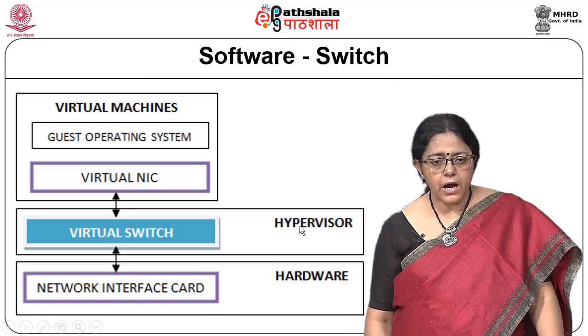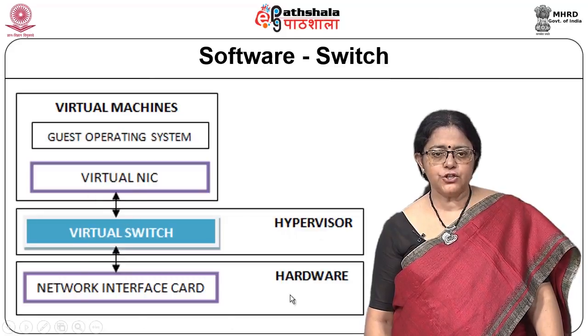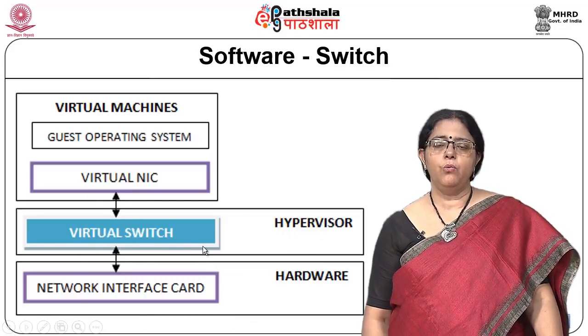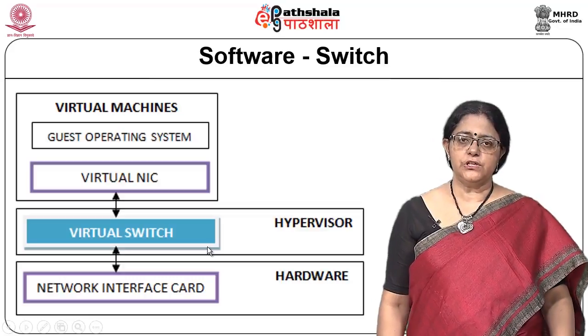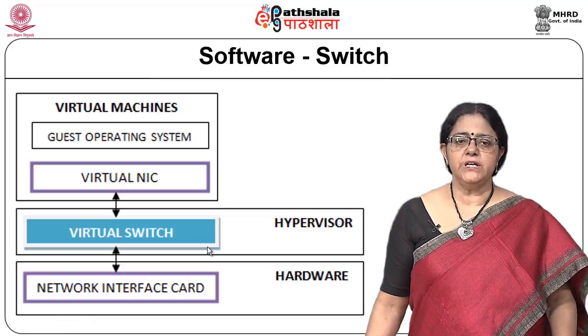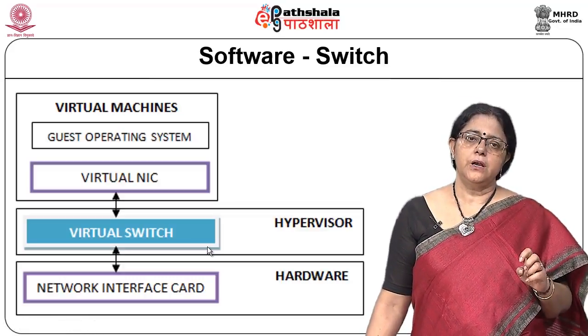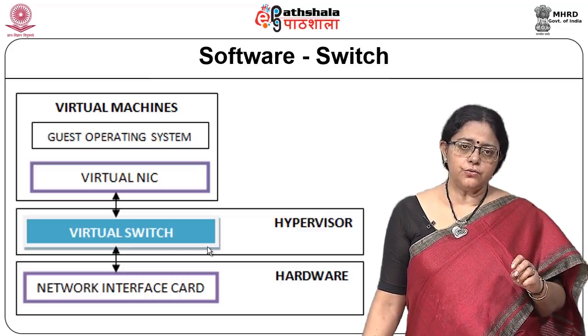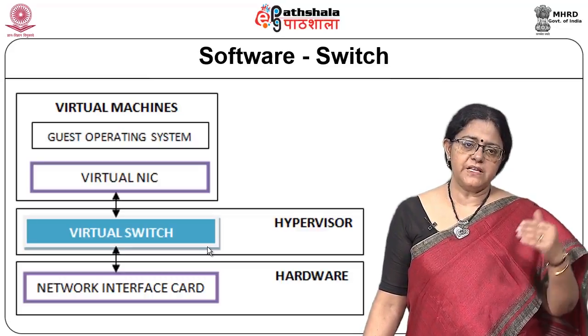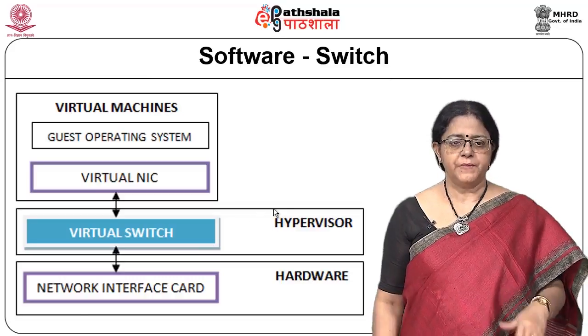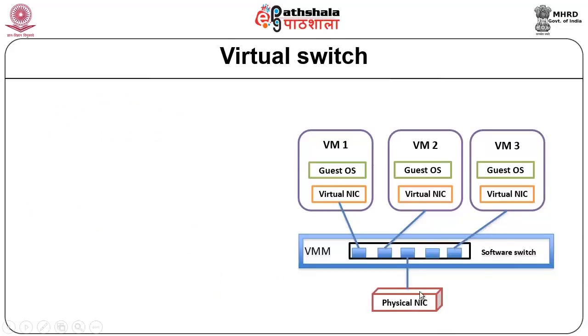So, how do we do this connection? We do this connection using what is known as a virtual switch, or a software switch. This software switch allows us to route all the requirements from the virtual NIC to the physical NIC. So, here is a better example of how the virtual switch works.